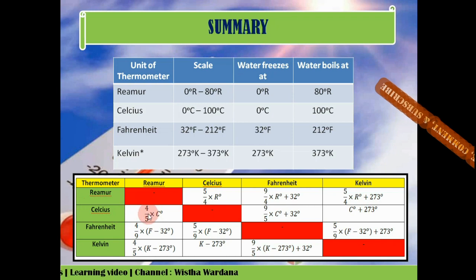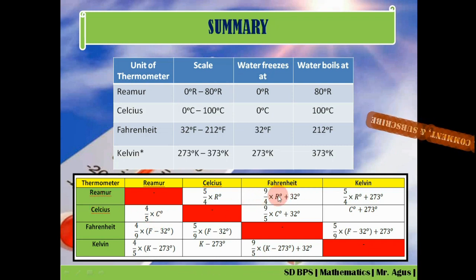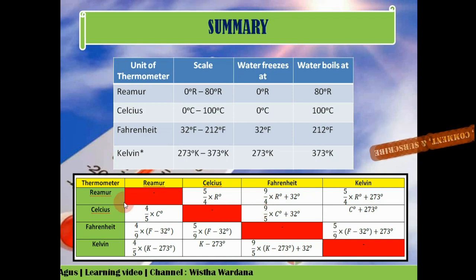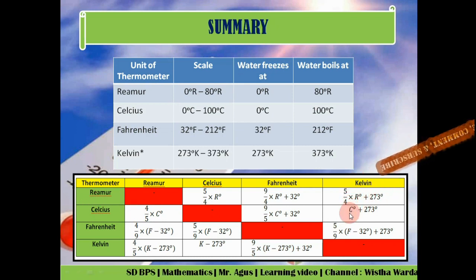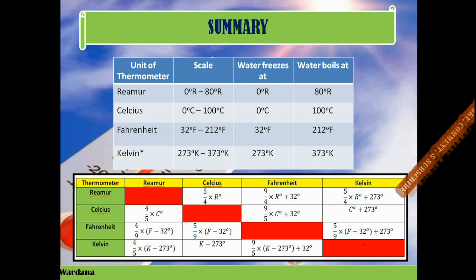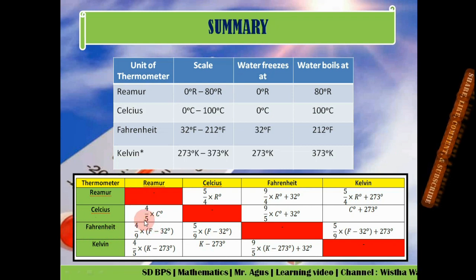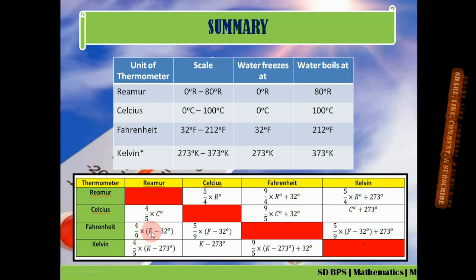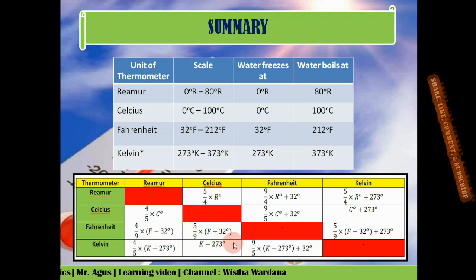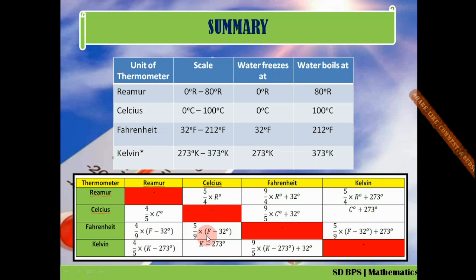From Celsius to Reaumur, it will be 4 per 5 times Celsius degree. From Celsius to Fahrenheit, it will be 9 per 5 times Celsius degree plus 32 degrees. And from Celsius into Kelvin, you have to add 273 degrees to the Celsius degree. From Fahrenheit thermometer into Reaumur thermometer, the formula will be 4 per 9 times Fahrenheit degree minus 32 degrees. And from Fahrenheit into Celsius, we have the formula 5 per 9 times Fahrenheit degree minus 32 degrees.